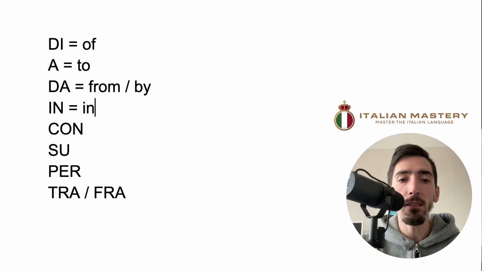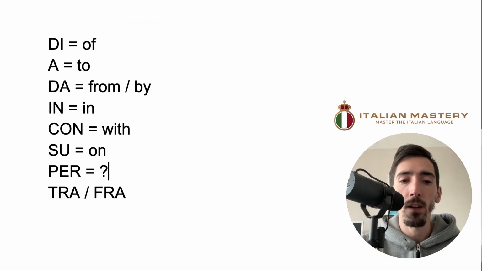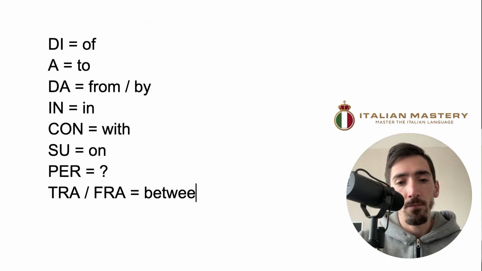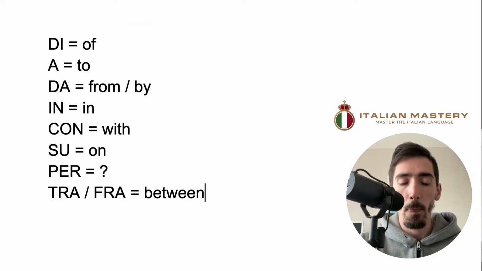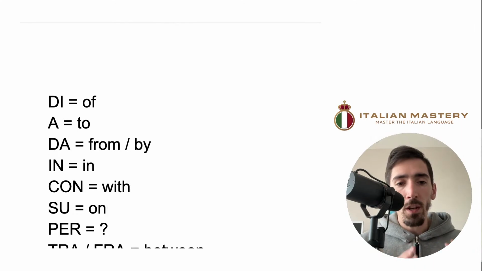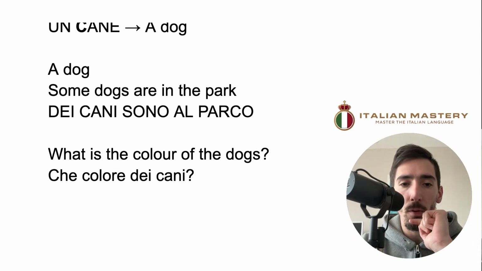In is just in, con is with, su is on, per is, again, this is a difficult one, and this is between. All right. So we know the simple prepositions. We know what they mean in English. Now, let's go back to our problem.